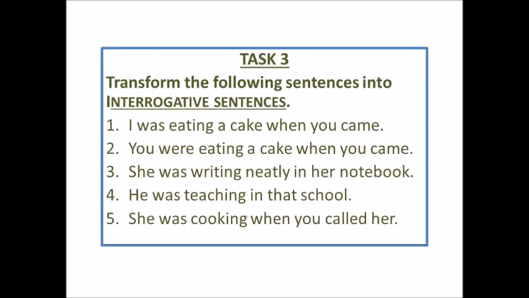Here is task 3 for you. Please remember that the more you practice, the more it will be easy for you to learn the tenses. Transform these sentences into interrogative sentences to form questions. Please do not forget to put question mark at the end.